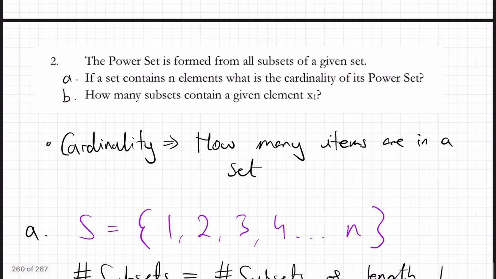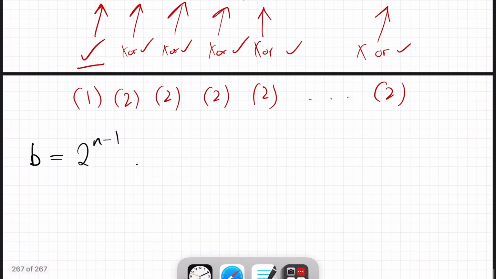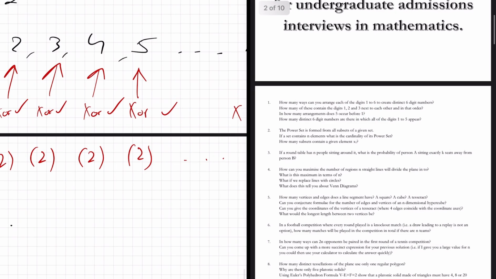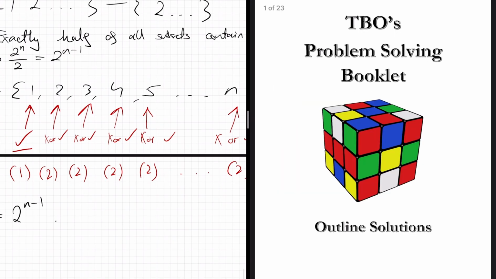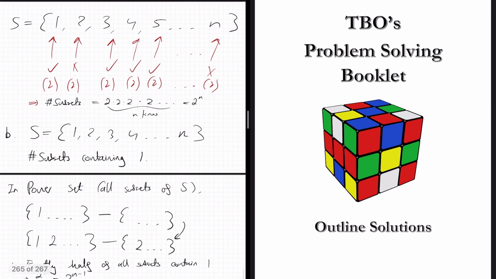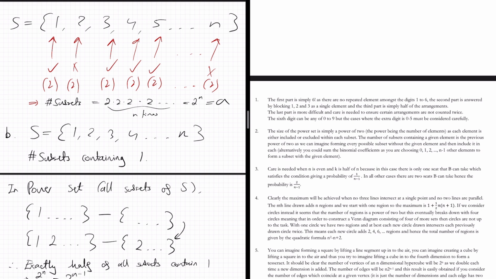And let's see whether we got it right. Let's see what timing as well. Okay, so we have 6 minutes left, pretty good. And generally it's quite concise answers, so let's just see whether we got it right or wrong. And I'll write, this is the answer to part A. The size of a power set is simply a power of 2, power being the number of elements, so 2^n, as each element is either included or excluded within the subset.